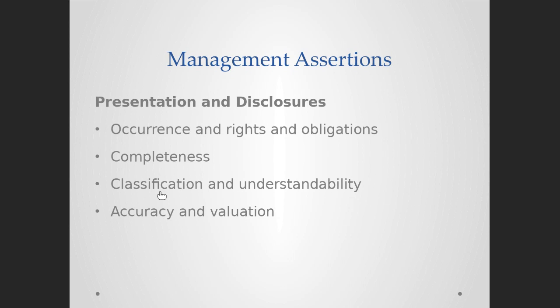So this classification is putting the right item in the right place, right? So as an auditor, you need to keep an eye that this is reported in the right place. The next thing is understandability. The writing in the footnote disclosure should be such that a non-accountant should be able to read and understand.